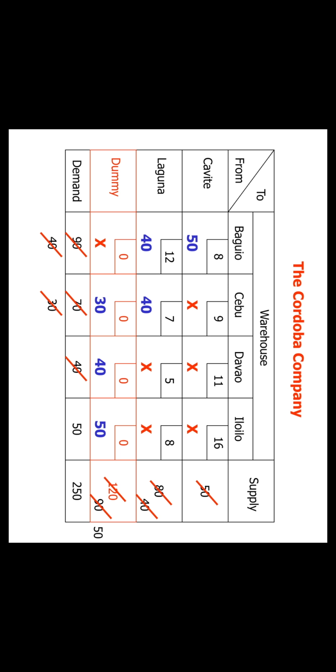Those are the major steps in solving transportation problems. Let us now explore the concept of degeneracy under transportation problems. Degeneracy occurs whenever a basic variable assumes a zero value. This condition violates the m plus n minus 1 basic cells requirement.